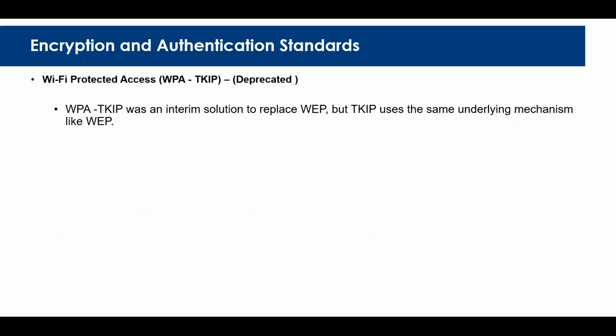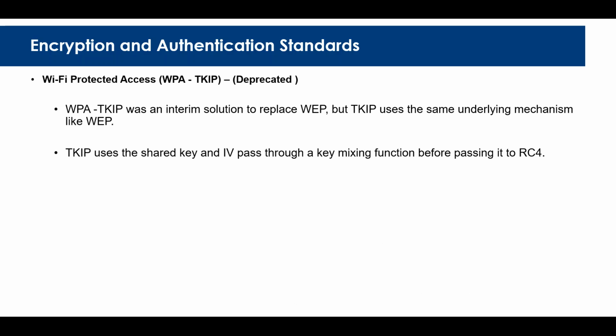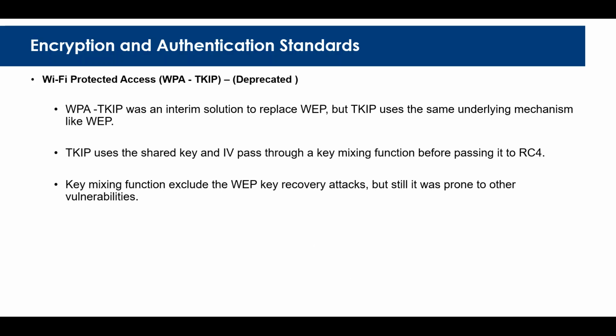Next, let's look into Wi-Fi Protected Access, which uses WPA-TKIP. WPA-TKIP was an interim solution to replace WEP, but TKIP uses the same underlying mechanism as WEP. TKIP uses the shared key plus the initialization vector passed through a key mixing function before passing into the RC4. This key mixing function was not available as part of the WEP standard.